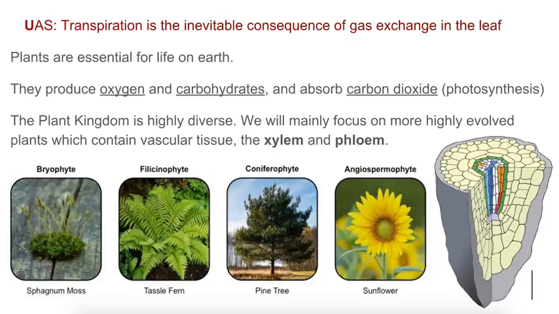Here we see a variety of different plants. The bryophytes that you can see on the left-hand side there are considered non-vascular. We are mainly dealing with angiospermatophytes and mainly the flowering plants during this section. And you can see here the vascular tissue on the right running through the center of the plant, that colored section, which is composed of both xylem and phloem.